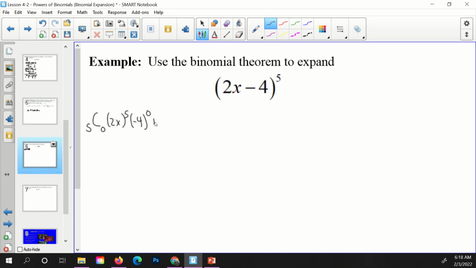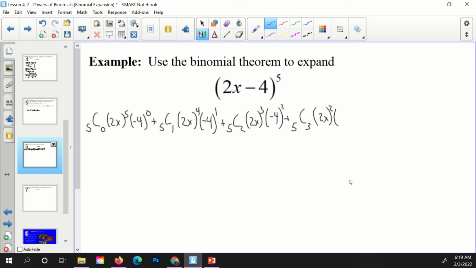Alright, so it'll be plus 5, choose 1, we increase that by 1. The 2x, its power is decreased by 1. The negative 4, its power is increased by 1. We'll go 5c2. And again, the 2x, its power is decreased by 1. The negative 4 is increased by 1. 5c3. The 2x gets decreased by 1, so it's 2. The negative 4 gets increased by 1, it's 3.